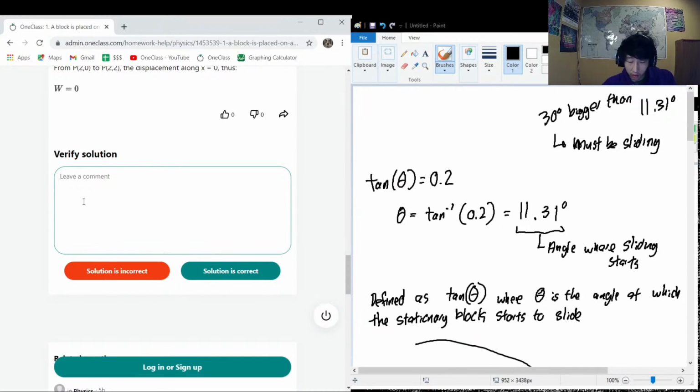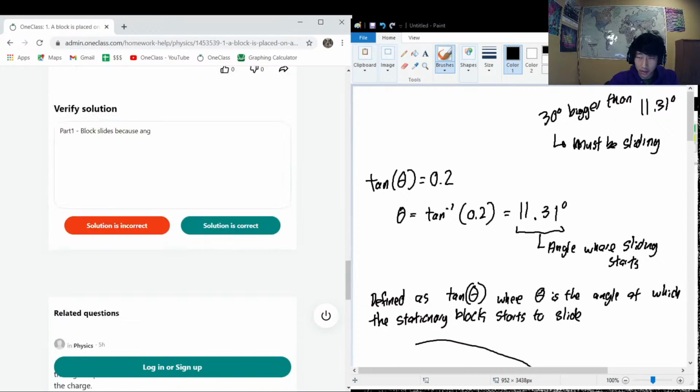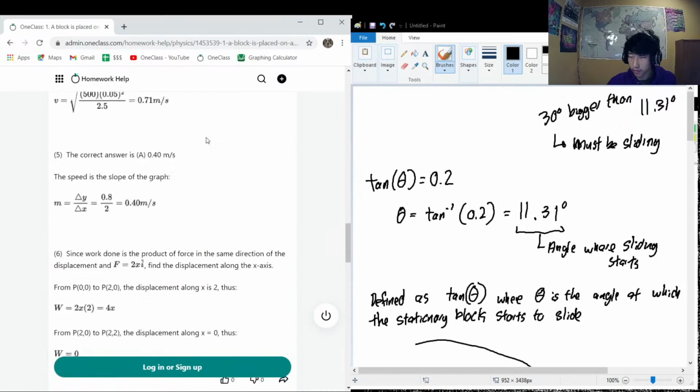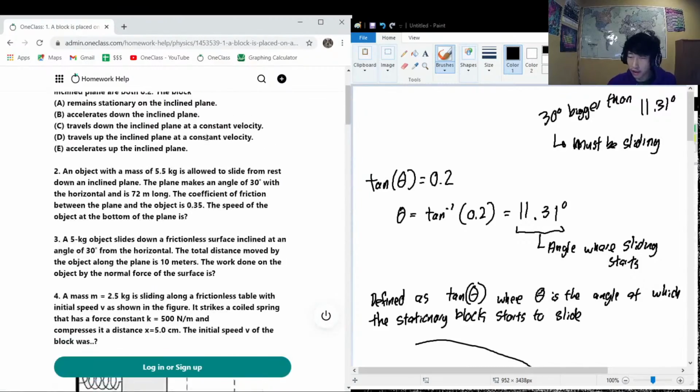Okay, was that the answer that we had here? Okay, I'm going to just write that out real fast because that's important. Part 1, block slides because the angle of starting the slide is 11 degrees. Okay, cool. So that's the first part of the question.